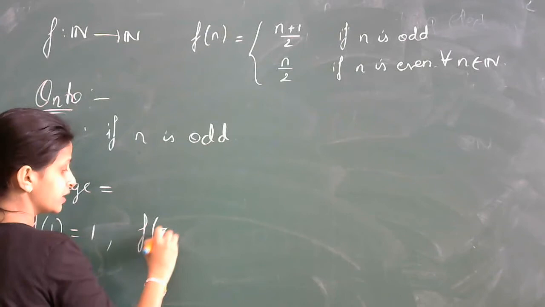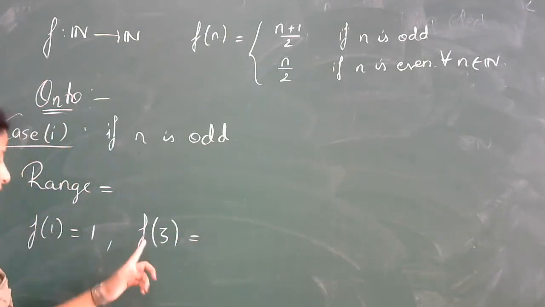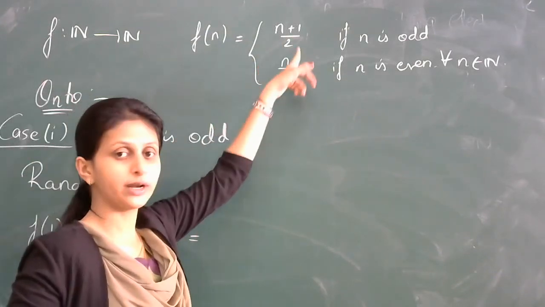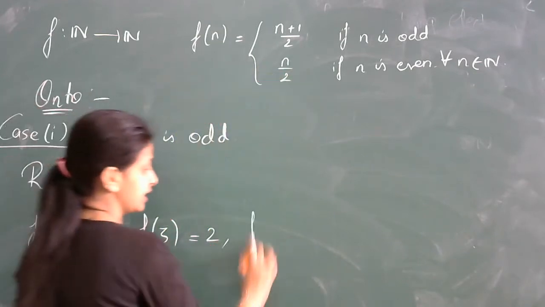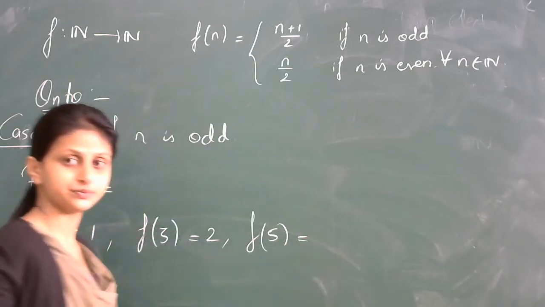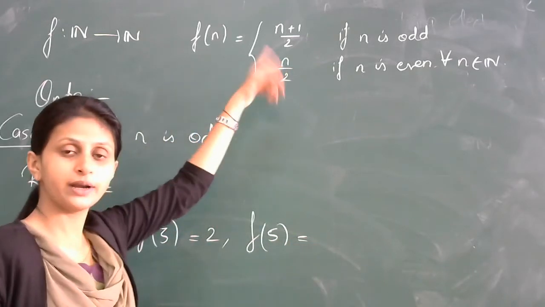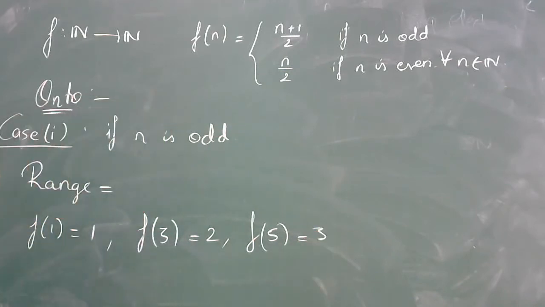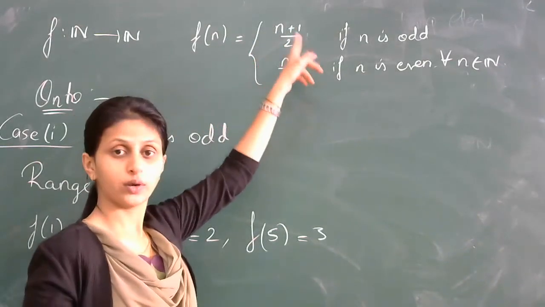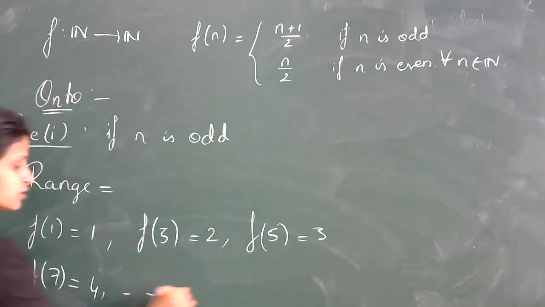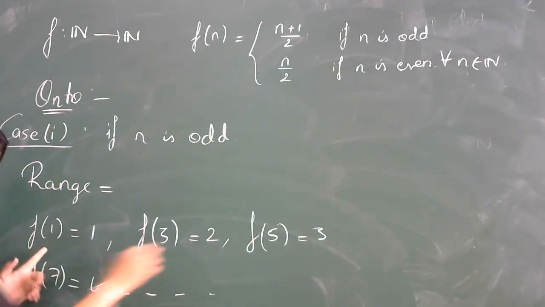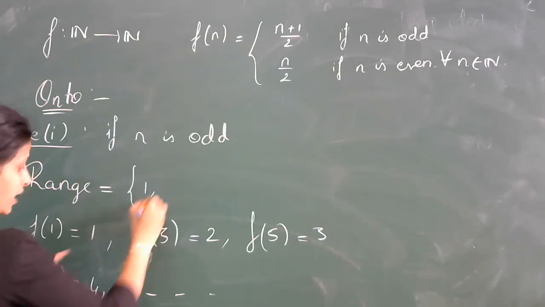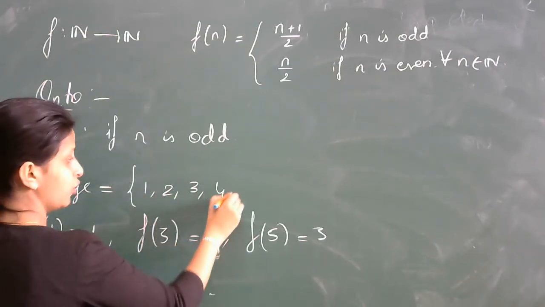Now if I take f of 3, the next odd number, f of 3 is equal to 3 plus 1 by 2, that is 4 by 2, which is nothing but 2. Now if I take 5, the next odd number, 5 plus 1 by 2, that is 6 by 2, that is equal to 3. If you take the next odd number, f of 7 will be 7 plus 1 by 2, 8 by 2, that is equal to 4. And so on. So you can observe that if you take odd numbers, the range is equal to 1, 2, 3, 4 and so on.